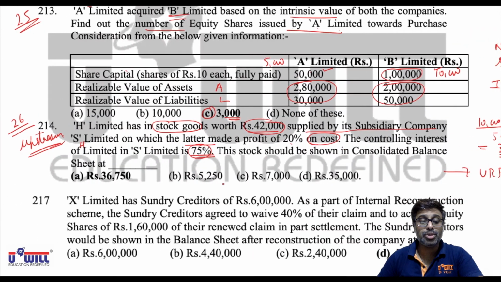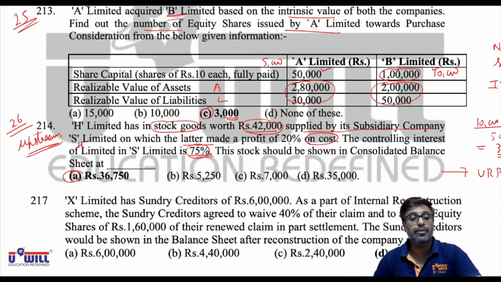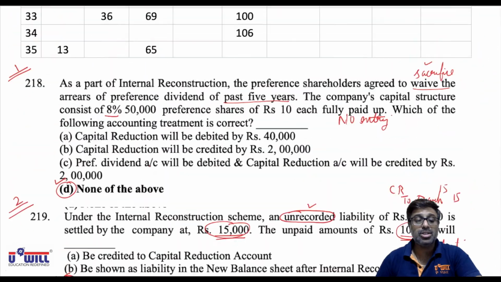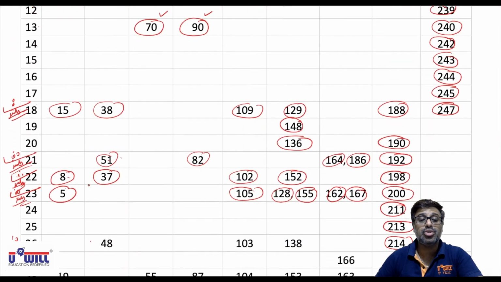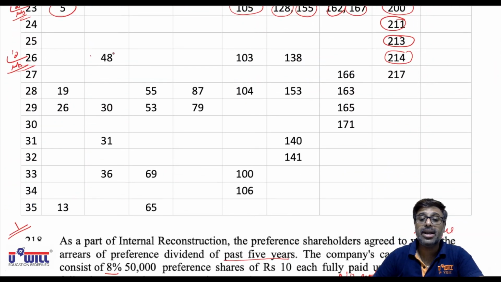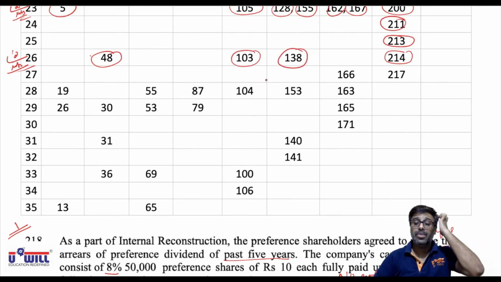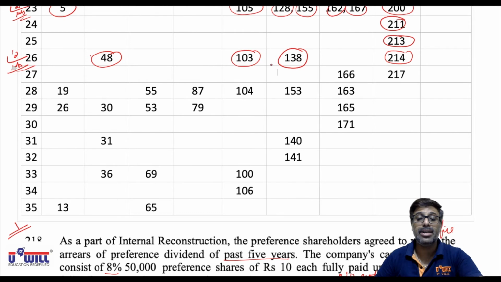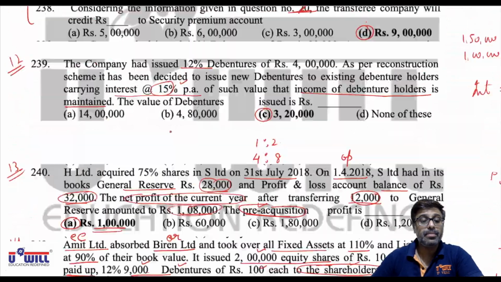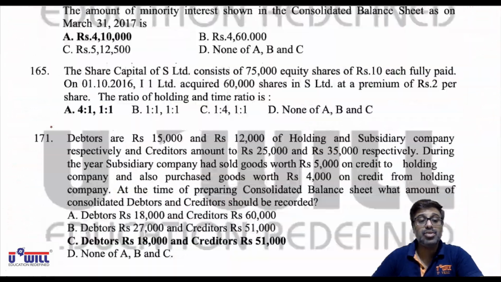So your answer is option A, 36,750. Now similar to this question 26, there are so many questions, so all of you try questions 48, 103 and 138 on your own, 3 questions on your own, or you can take a screenshot and try them later on. Either you pause the video and try these 3 questions on your own, or you take a screenshot and try them later on. Now look at the 27th question, that is 217.